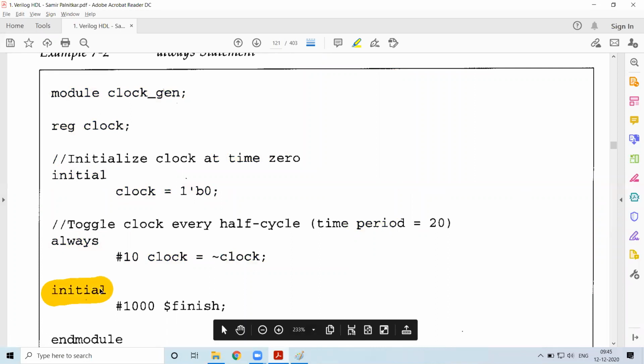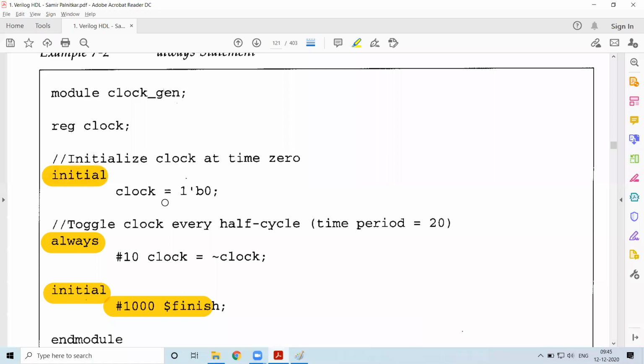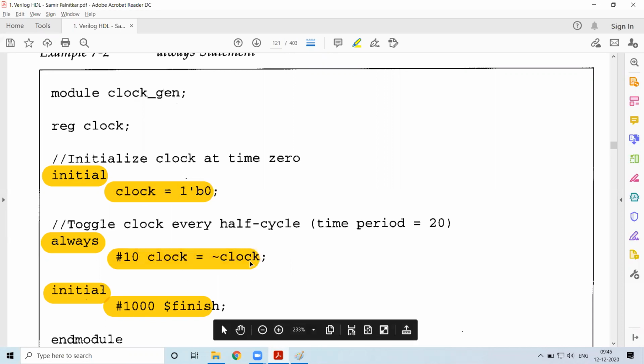And there is another initial block in which only one statement is there, and that is after 1000 time units, you execute the finish task. This also starts at time t equal to 0. So at time t equal to 0, clock is assigned 0, and after every 10 time units, this is continued. This will continue up to the 1000th time unit, because at 1000, the finish task will be executed.